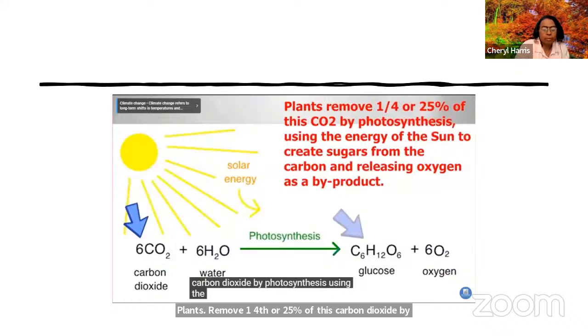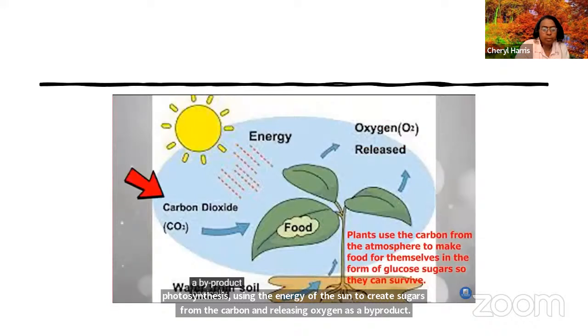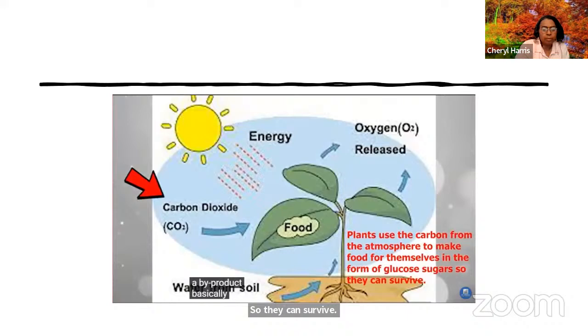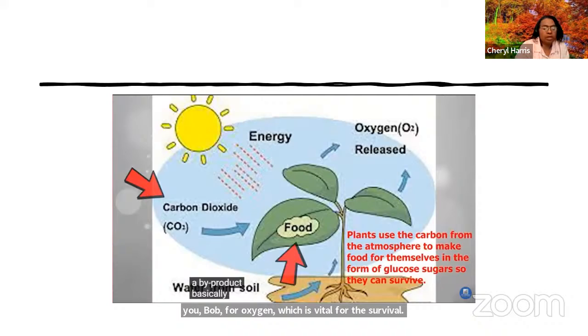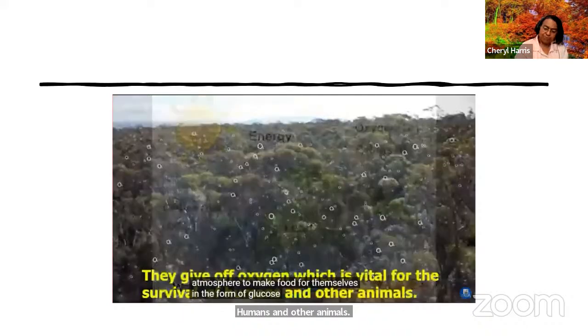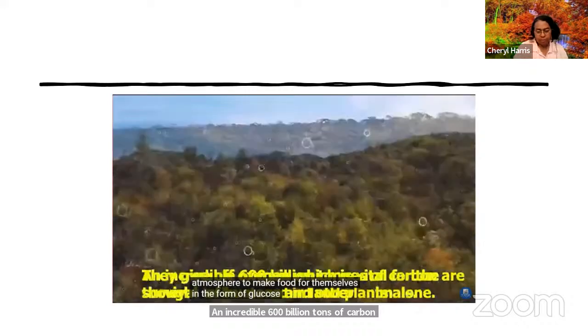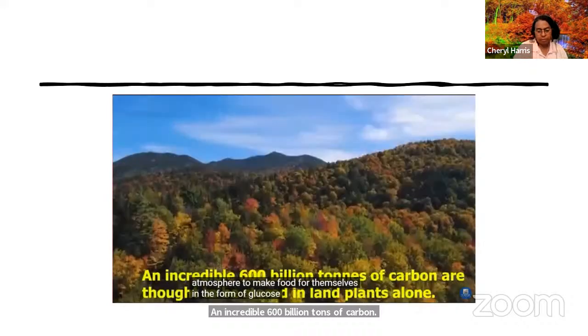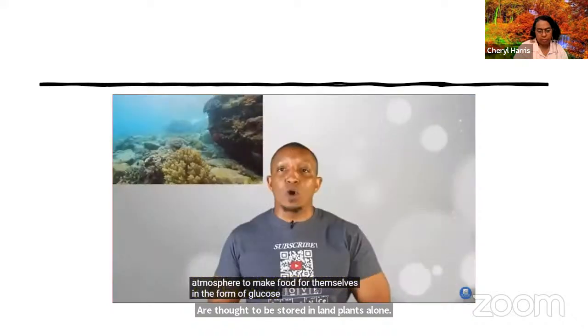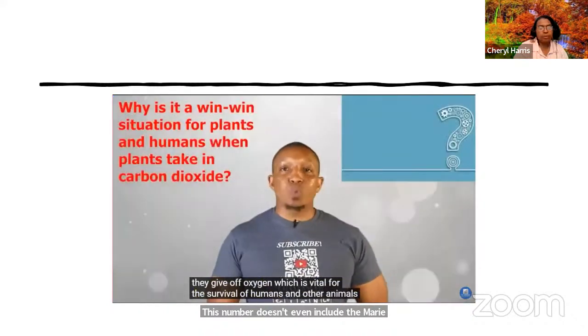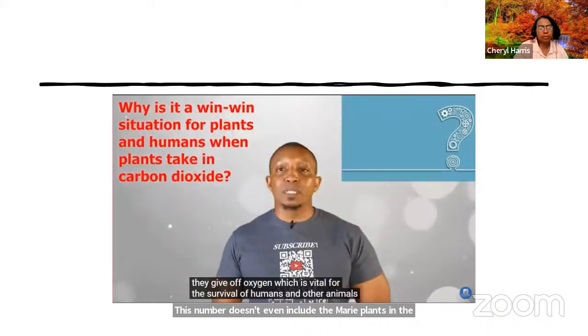Basically, plants use the carbon from the atmosphere to make food for themselves in the form of glucose sugar so they can survive. They give off oxygen, which is vital for the survival of humans and other animals. An incredible 600 billion tons of carbon are thought to be stored in land plants alone. This number doesn't even include the marine plants in the ocean. Question, why is it a win-win situation for plants and humans when plants take in carbon dioxide?